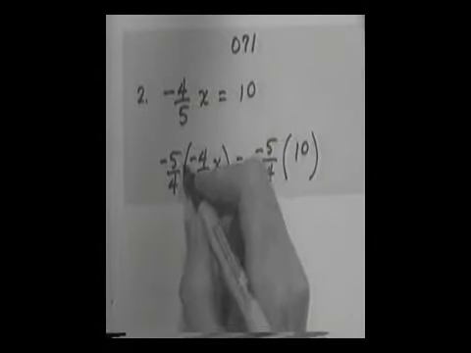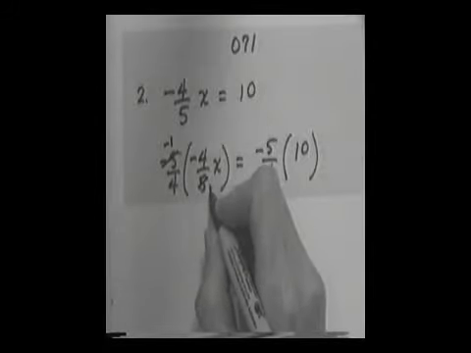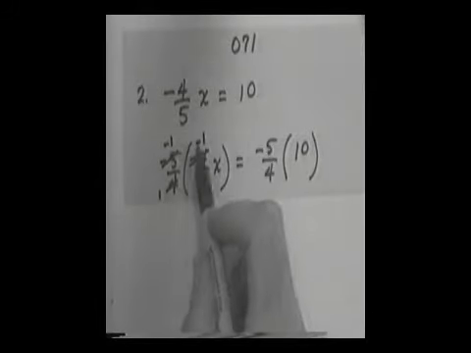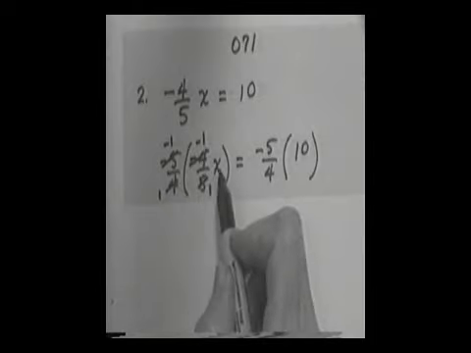Now we can do some canceling. This is reducing by dividing 5 into negative 5 to get negative 1, 5 into 5 to get 1. Divide 4 into 4 to get 1, divide 4 into negative 4 to get negative 1. And that gives us negative 1 times negative 1, which is 1, times x, over 1 times 1, which is 1. 1x over 1 is just plain x. So on the left-hand side, we have simply x.